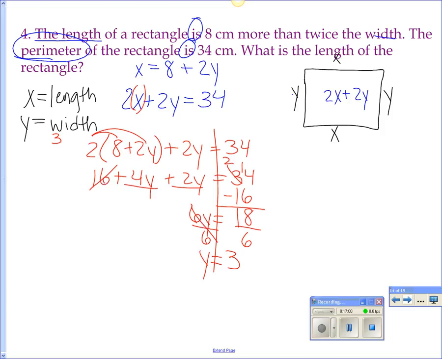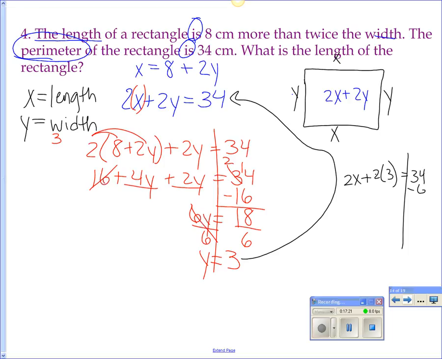Brandon, which one you want to plug it into? The top one or the bottom one? The bottom one? So how do I write that? Good. So 2 times 6, 2 times 3 is 6. When I move it over here, I get 28. And divided by 2, x is 14. So I got a 3 by 14 rectangle. 3 by 14 rectangle. Okay.